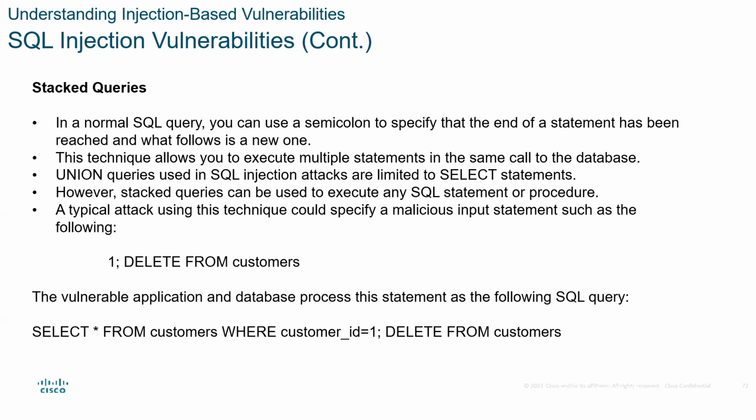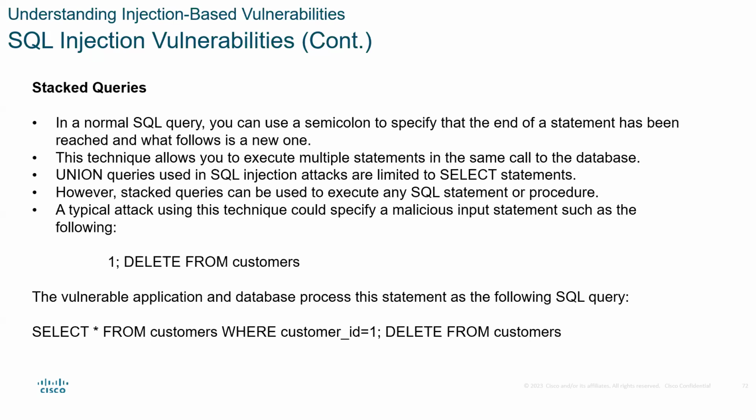So in a normal SQL query, you can use a semicolon to specify that the end of a statement has been reached, and what follows is a new statement. That technique is used to execute multiple statements in the same call to the database, right? So the query is stacked, which is not a union query. Union queries used in SQL injection attacks are limited to SELECT statements, whereas stacked queries allow you to execute any SQL statement or procedure together.